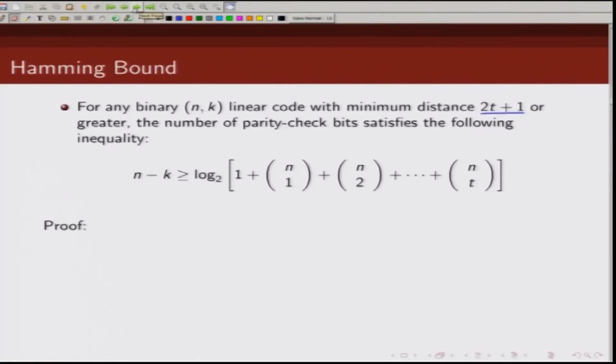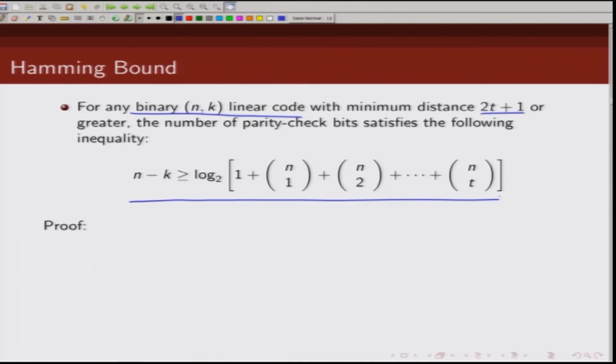We will start with the Hamming bound. So, what is the Hamming bound? The Hamming bound says that for a binary (n, k) linear code whose minimum distance is at least 2t plus 1, the number of parity check bits satisfies this relationship. So, if you have a linear code whose minimum distance is at least 2t plus 1, then the number of parity bits must satisfy this. The number of parity bits is lower bounded by this.